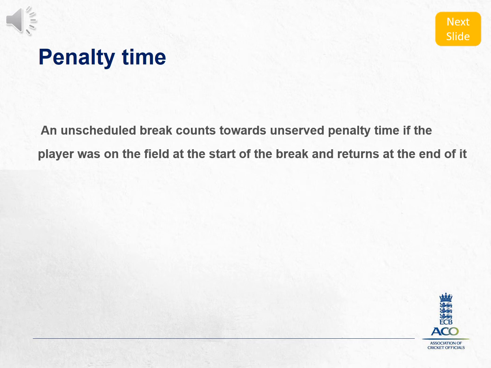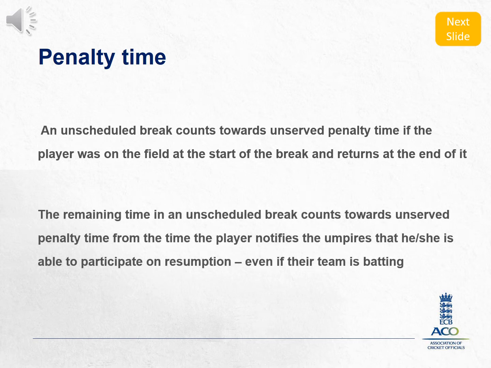However, if it rains or the game is stopped for any other unanticipated reason, this is an unscheduled interval. So if a player tells you that they are ready to come back on but cannot do so because play is suspended, then the remaining time until play starts or a scheduled interval arrives can be deducted from the outstanding penalty time. This is providing they return when the play resumes or their side is then batting. It sounds complicated, but when we look at an example, you will see how it works.